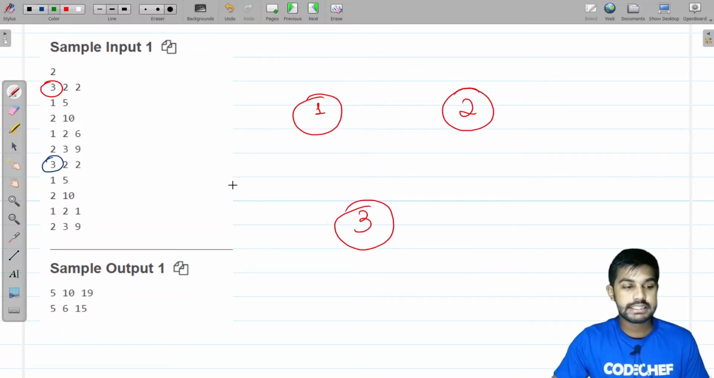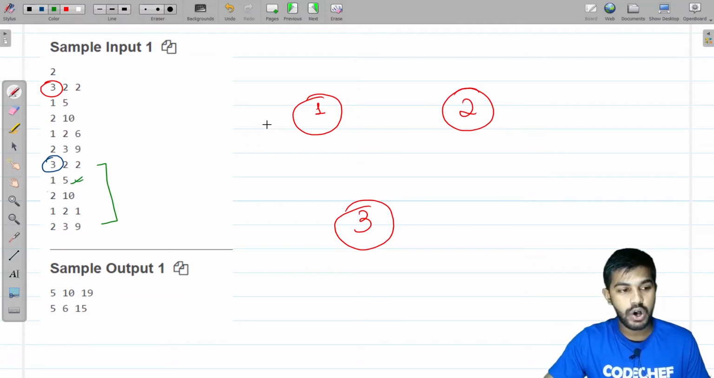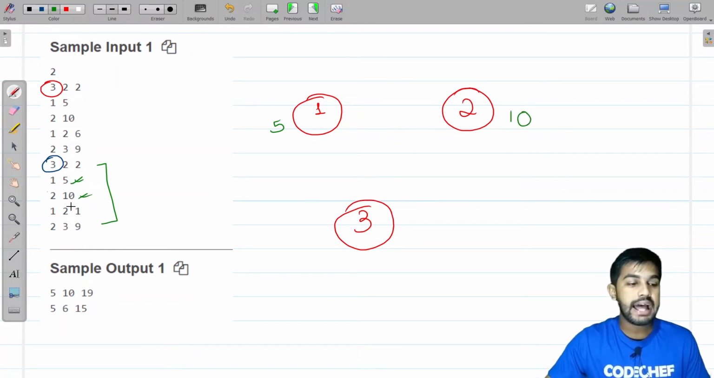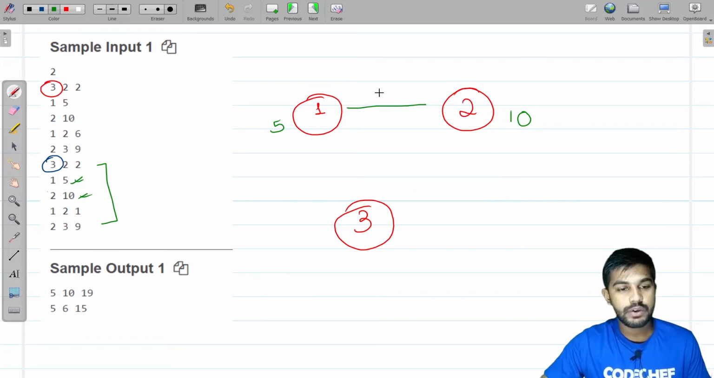Now let us consider the second sample test case. For the first city, we would encounter a charge of 5 itself, and for the second city, we would encounter a charge of 10. Then there is a linkage between 1 and 2 with a cost of 1, and then 2 to 3 with a cost of 9.